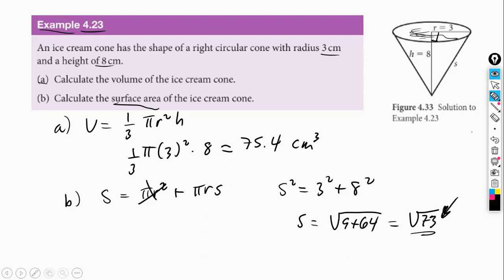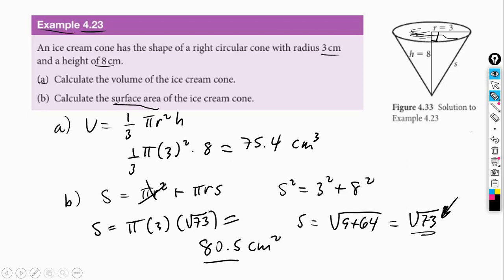Then we're ready for the surface area. The surface area is going to be pi times the radius, which we said is 3. So pi times 3 times the square root of 73. And then now we plug it into the calculator, and it's going to be 80.5 centimeters squared because it's a surface area. Now we round to 3 significant figures.